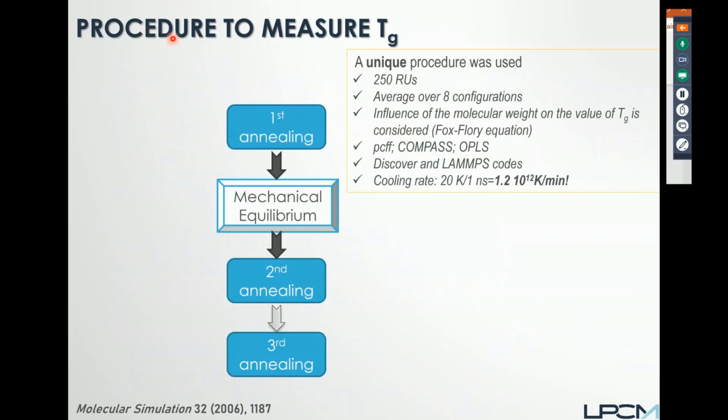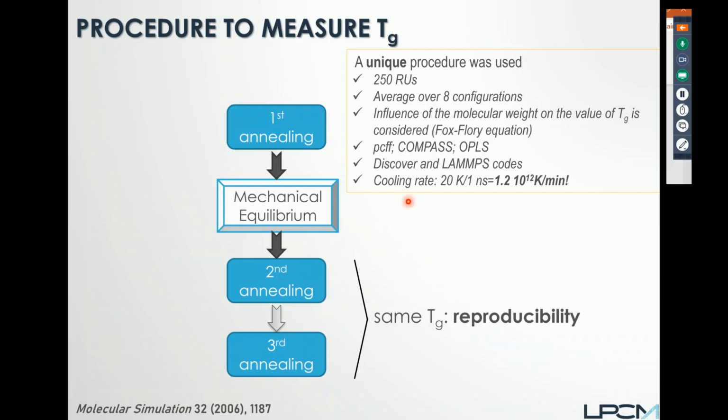This is the procedure we use to measure the TG. These are some details, but it can change regarding the polymer. We have a long chain, sometimes several different polymers. At least we need the weight of the polymer chain to be higher than the weight of entanglements. First annealing, actually a heating cooling process. After that, we make a mechanical equilibrium. We can make 2 or 3 heating cooling processes, but we always get the same TG. So there is a reproducibility in our behavior.